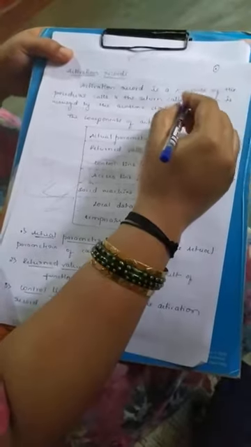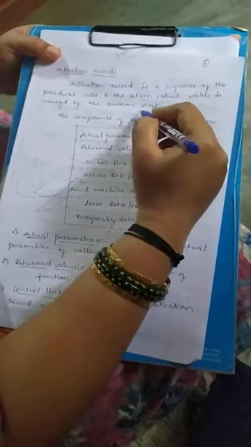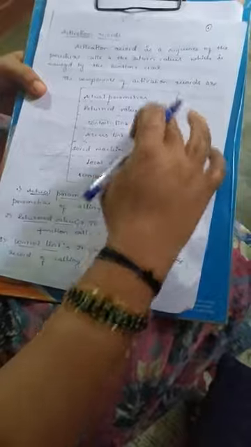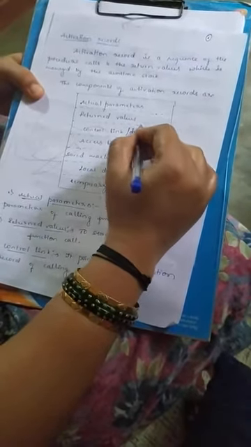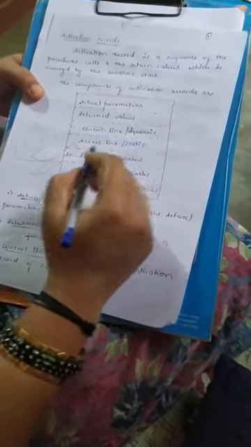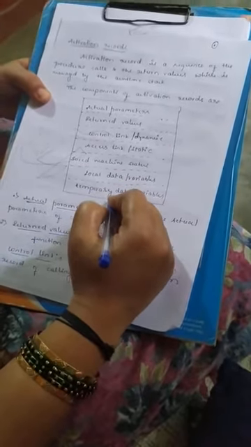The activation record is a sequence of the procedure calls and the return value, which is managed by the runtime stack. So in the components of the activation record, we have 7 components. The first one is the actual parameter, returned value, control or dynamic link, access or static link, saved machine status, local data or temporary data.